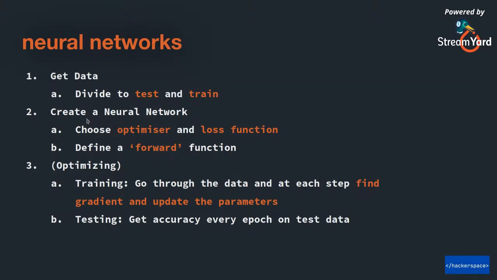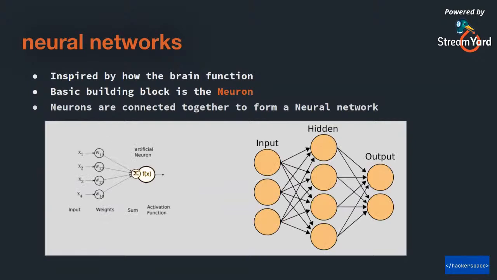The second step is to create a neural network. So here, what we do first is write a class for the neural network and add the layers. Second thing, choose an optimizer and loss function. Finally, define a forward function. A forward function simply does what it says, forward propagation. It maps the input layers to the outputs.